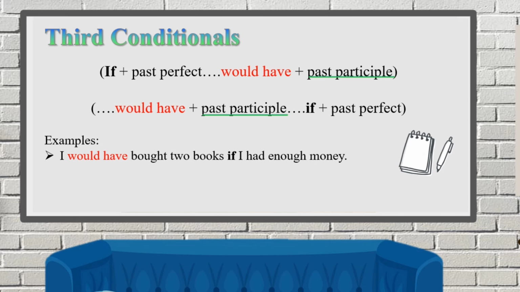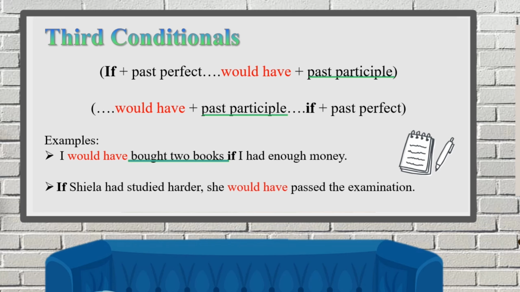For examples, I would have bought 2 books if I had enough money. Another example, if Sheila had studied harder, she would have passed the examination. These sentences express a condition that was likely enough but did not actually happen in the past.